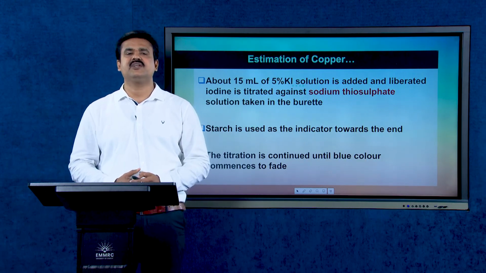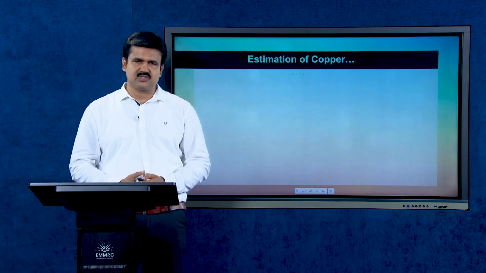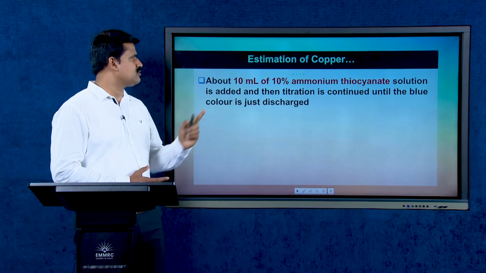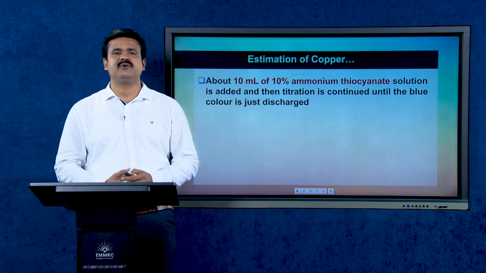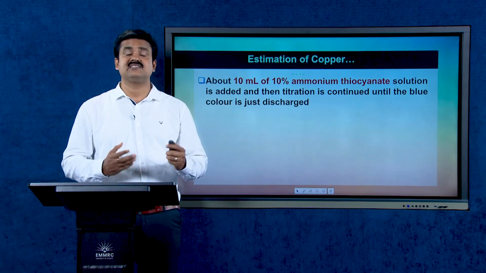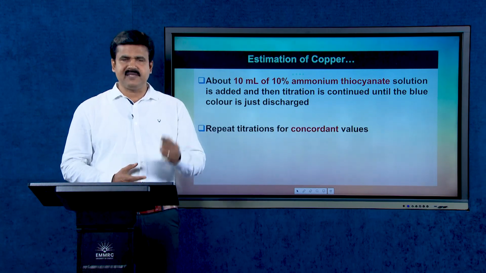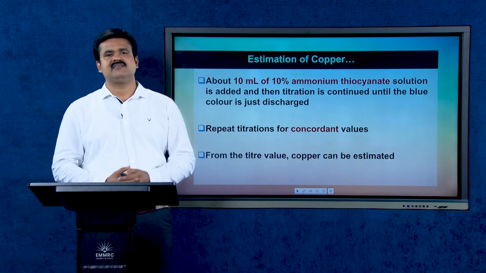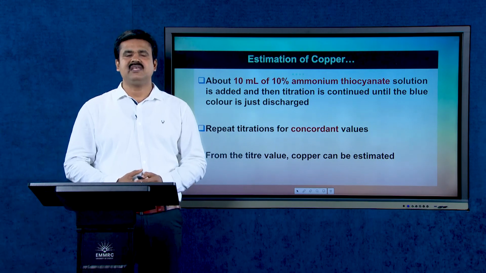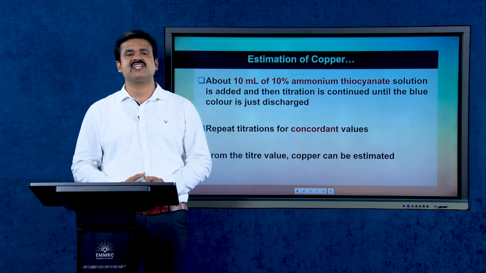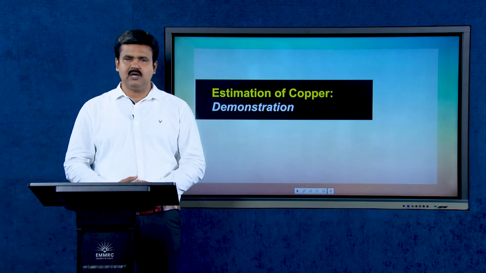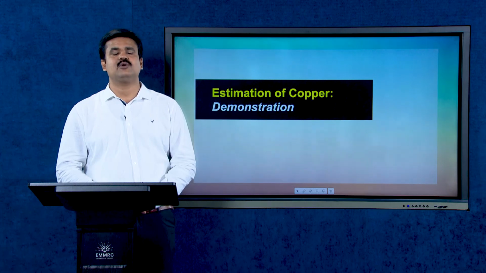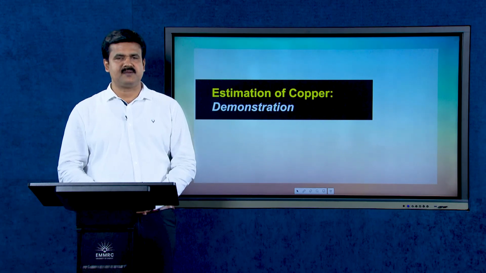The titration is continued until the blue color commences to fade. About 10 ml of 10% ammonium thiocyanate solution is now added, and then the titration is continued until the blue color is just discharged. Repeat the entire titration to get concordant values. From the titer value, the amount of copper in the given solution can be estimated. Now we are demonstrating the experimental part of estimation of copper.